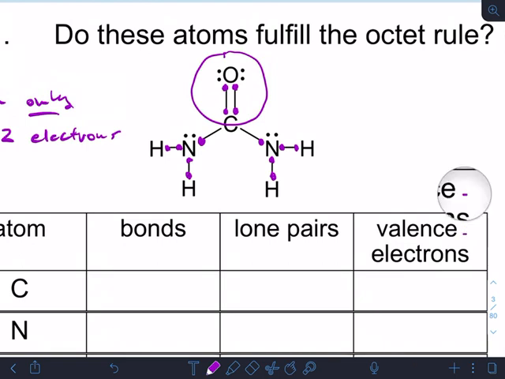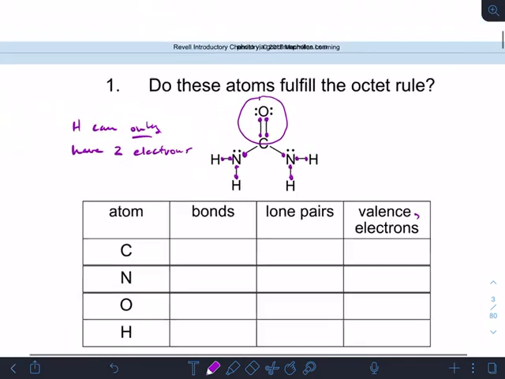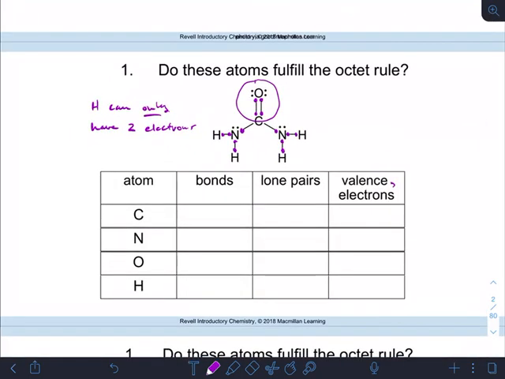So in this part of the table where it says valence electrons, what it's asking is how many electrons does a particular atom have access to? If I were looking at this particular oxygen, I would say that it has 2 bonds, 2 sets of lone pairs, and 8 valence electrons. It has access to 8 electrons here. Okay, so put me on pause, fill out the table, and come back to me when you're done.